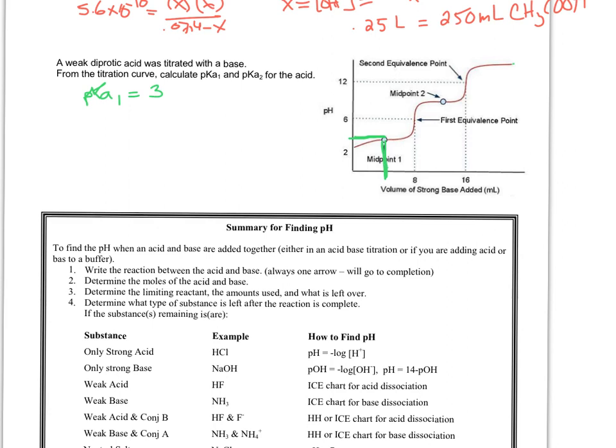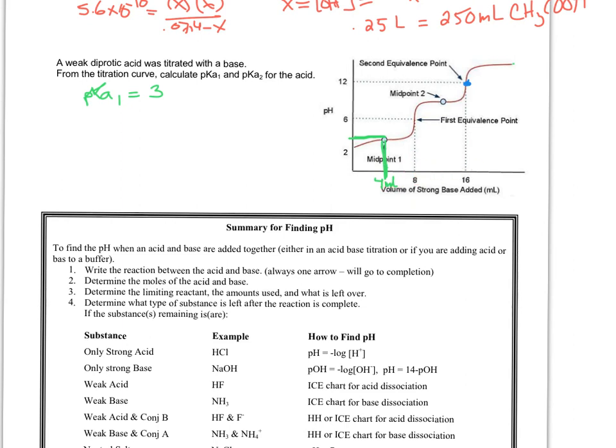Okay, now let's look at pKa2. So what you do is you go to half the second equivalence point. So right here is my second equivalence point. It's at 16 milliliters. This was 4 milliliters down here. So what you do is you look at halfway between those. So 16 and 4, halfway to that.